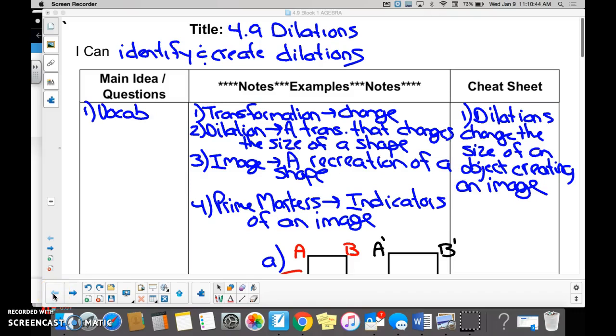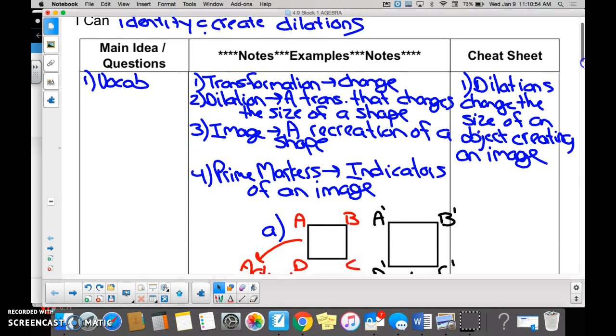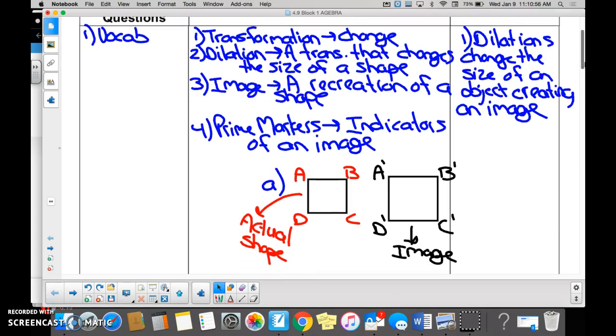4.9 dilations. I can identify and create dilation. Yes, no? Yes. Awesome. What's a transformation, everybody? A change. So we know the word transformation, a change, not only in real life but also in math. A dilation is a transformation that changes the size of a shape. When you change the size of a shape or when you make a dilation, you're producing a what?